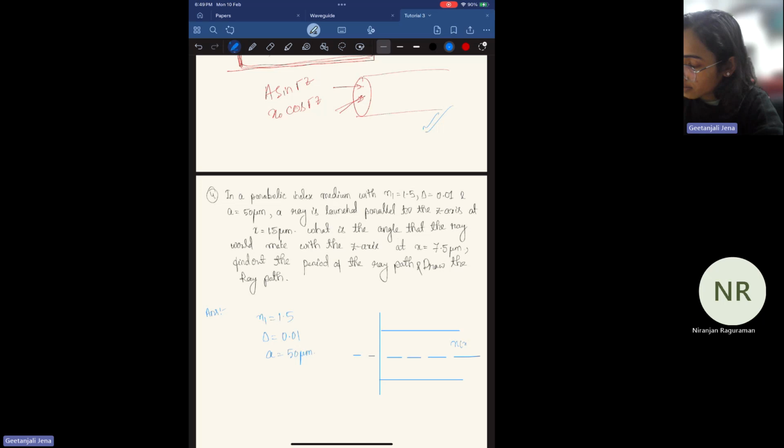This is n(x) and this is n2. And a ray is incident at x equal to 15 micrometer. Sorry, it is launched parallel to the z-axis, not at an angle. The question asks, what is the angle that the ray would make with the z-axis at x equal to 7.5 micrometer, and find out the period of the ray path and draw the ray path.